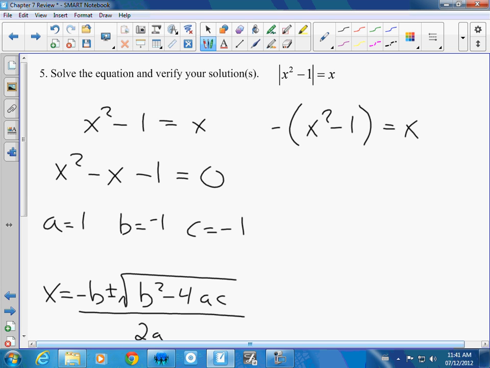I thought the next divide. Yeah, you can. Okay, so you want to divide by negative. You end up with x squared minus 1 equals negative x. That's the only thing that changes, right? But you still have to bring it over to the other side anyways, right? So x squared minus x minus 1 equals 0.